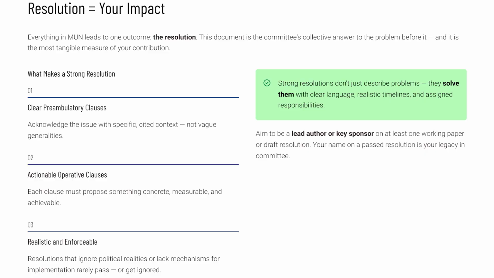Second is operative clauses. They're the heart of the resolution. They propose the actual actions, the solutions that you had during unmod. Each one is numbered, begins with an underlined present tense verb, for example, urges, calls upon, establishes, recommends, and ends with a semicolon, okay? The final operative clause ends with a full stop.